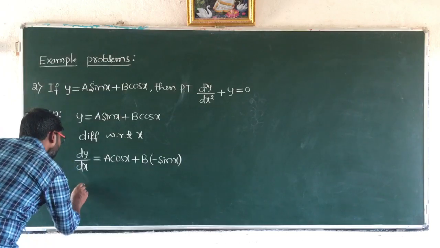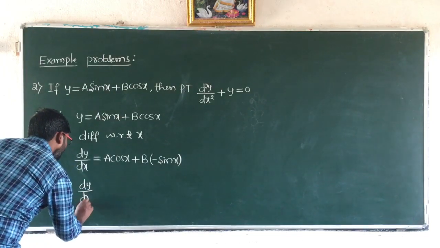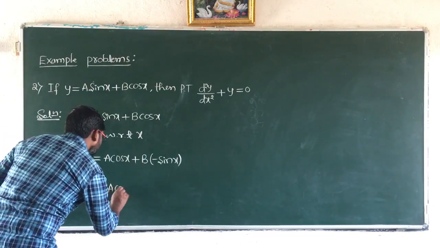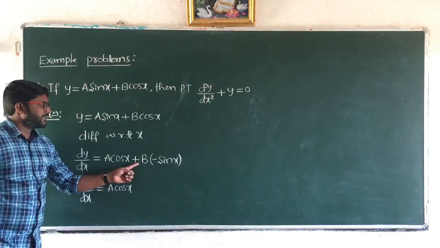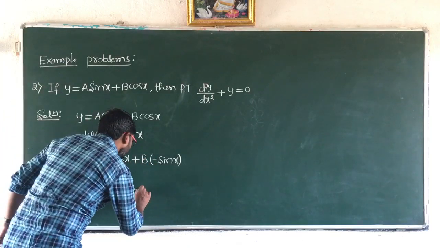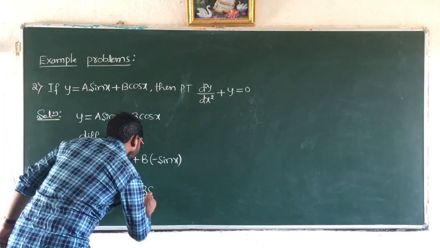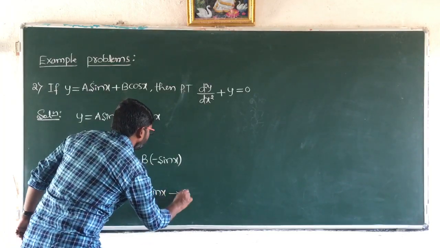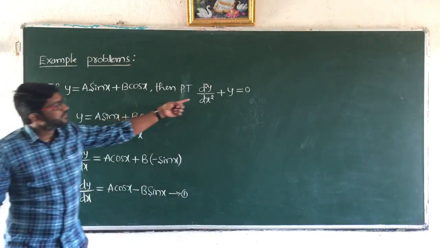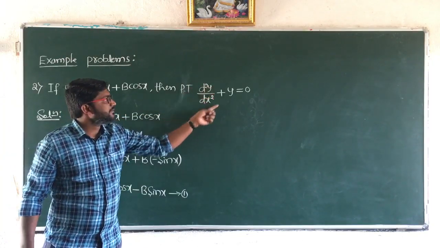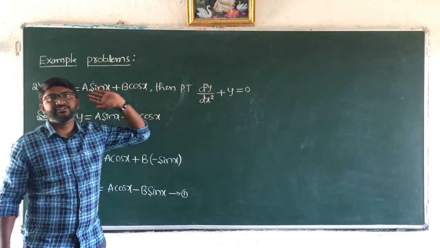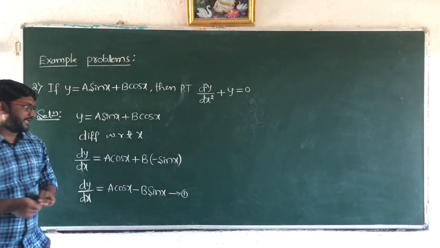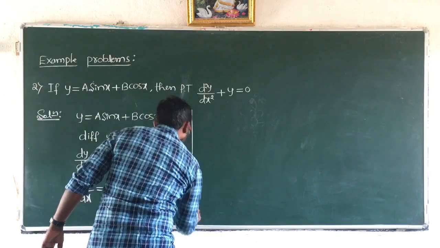Now see here, dy by dx is equal to a cos x as it is. Now plus into minus, it is minus b sin x. So now I call this equation number 1. Now observe the LHS here. We have d square y by dx square. So this clearly shows that we have to differentiate equation 1 again with respect to x. So that I will do now.